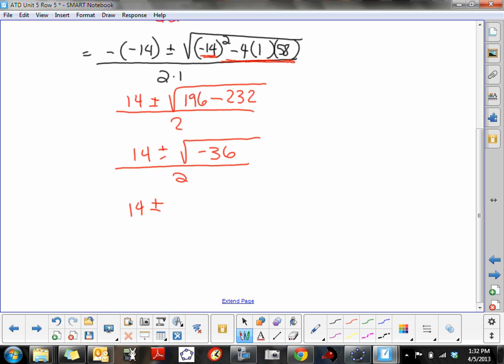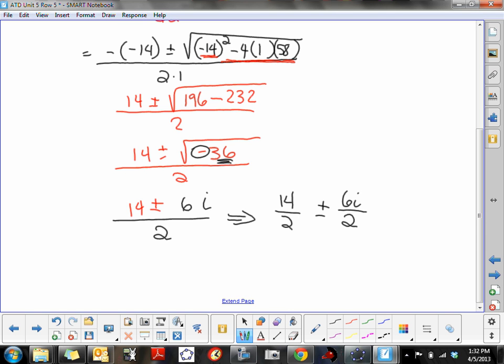Now this is the new information. When you take the square root of a negative, it's always going to have an i in it. So the square root of a negative 1 is defined to be i, but the square root of 36 is 6. So 6i all over 2. Okay, now here's where this last little piece you've got to get right. Both of these numbers are being divided by 2. If you use your rules of fractions, you can rewrite this equivalently: 14 over 2 plus or minus 6i over 2.